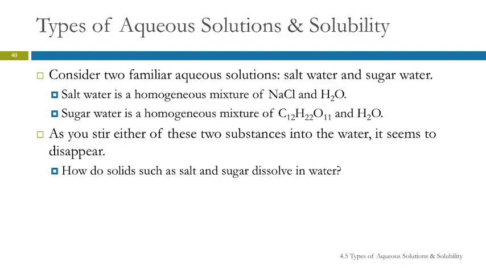Types of aqueous solutions. So we talked about salt water. You can take a cup of water, add some salt, stir it up, and you make a solution of salt in water. You can do the same thing with sugar. Teaspoon of sugar and water, stir them up. Both of those substances seem to disappear, but we know that they're still in there because you taste the water and you can tell they're there.